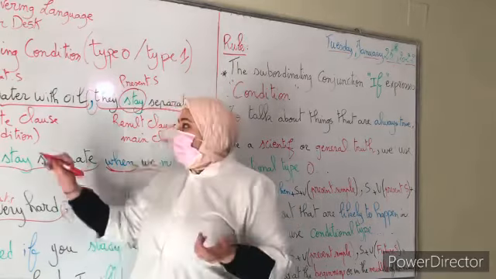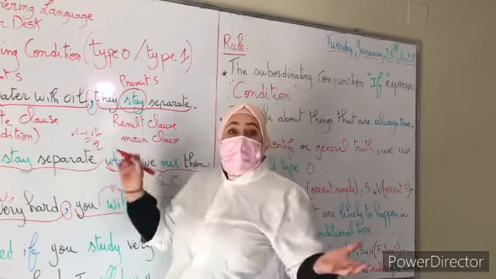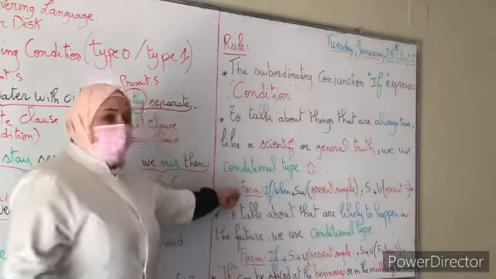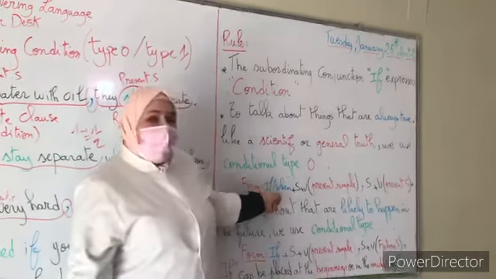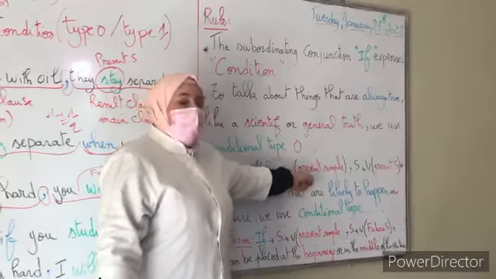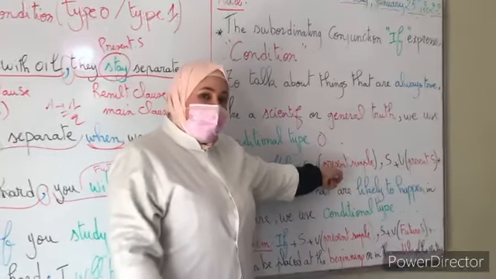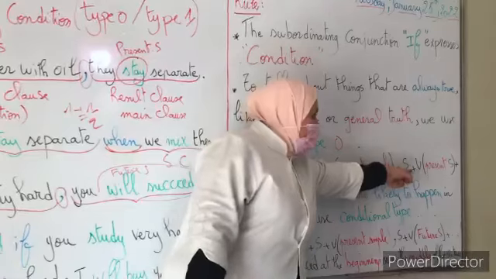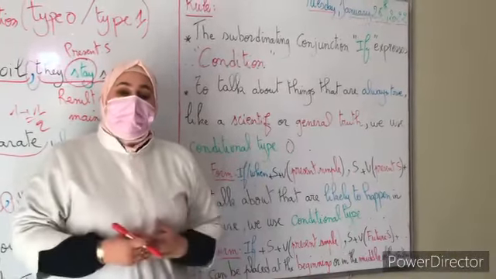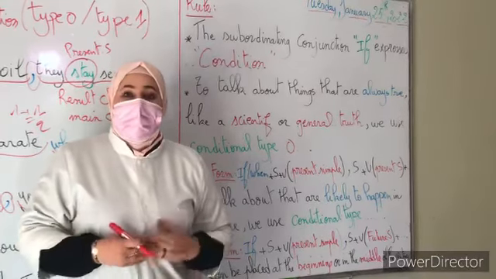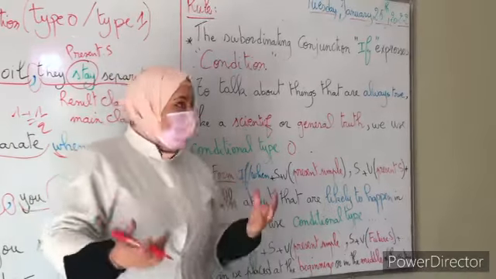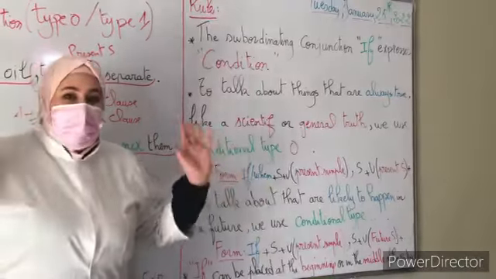When we say 1 plus 1 equals 2, this is a general truth. We all agree about this. Nice. The form, of course: we can use if or when with conditional type 0. The subordinate clause is always in the present simple, and the result clause is always in the present simple. That means both verbs, when we talk about conditional type 0, are in the present simple because it is a fact, it is a reality.